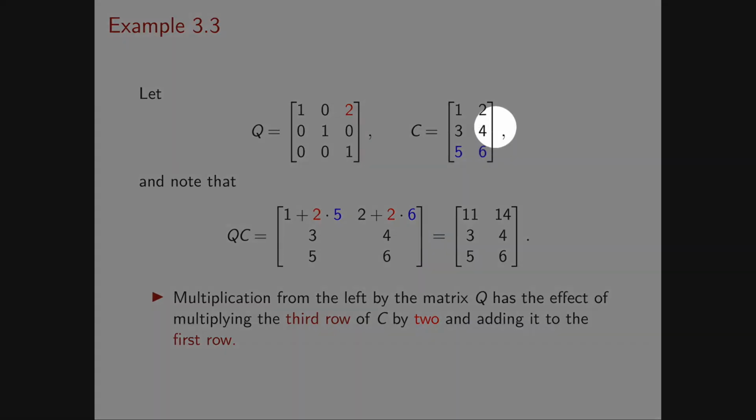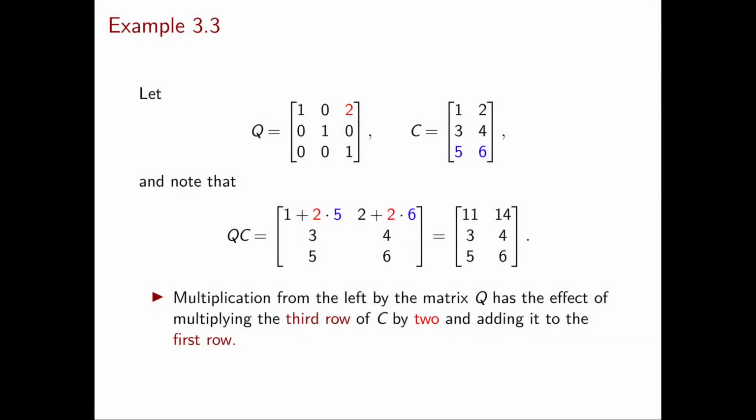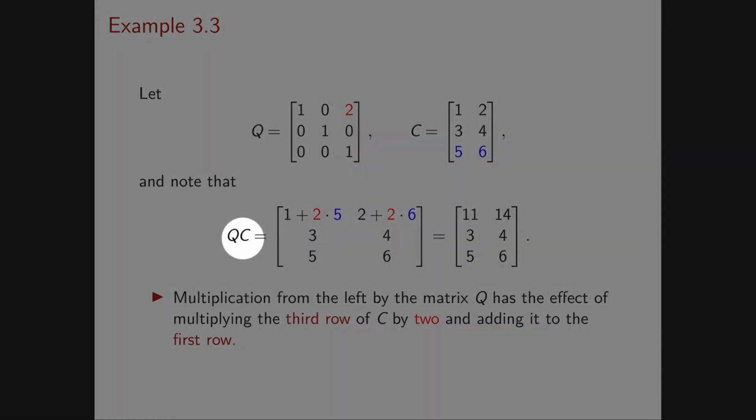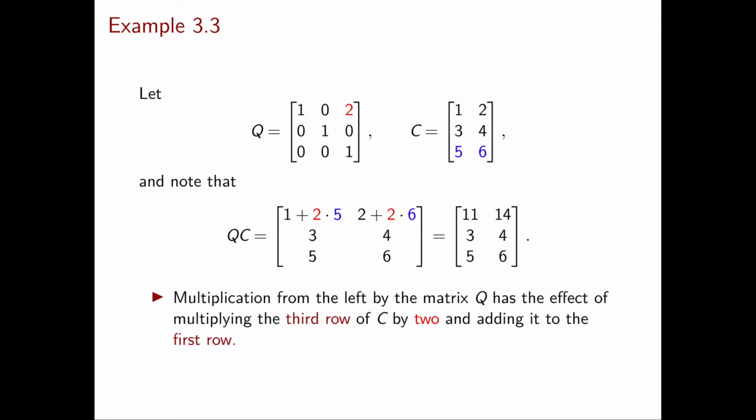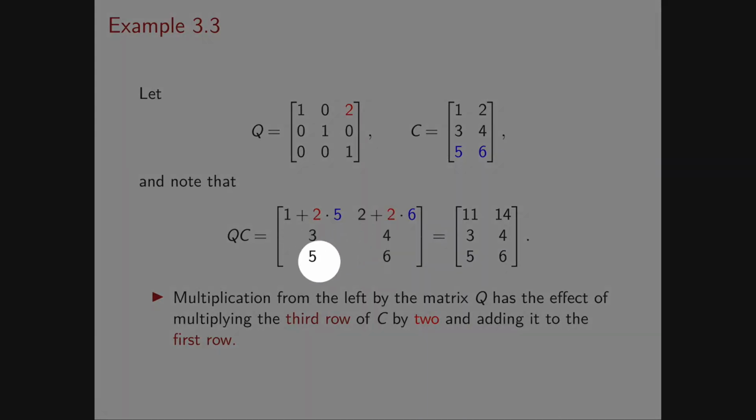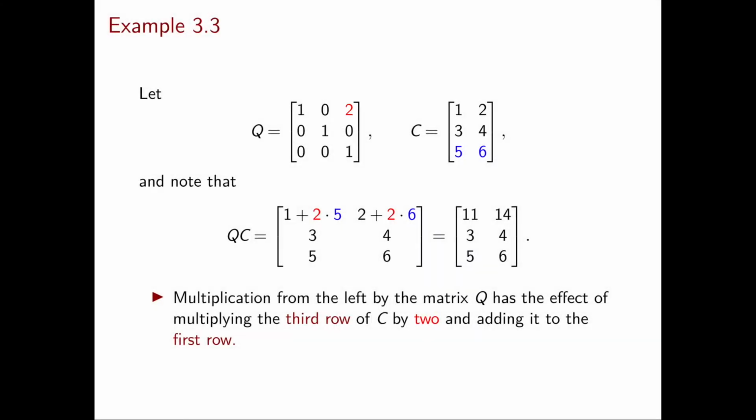Let's say we have a matrix C, this matrix over here, and we multiply it on the left by this matrix Q, which is obtained from the identity by replacing this element with a 2. Let's just compute the product QC and see what we obtain. Now the second and third rows of QC are exactly the same rows of C. This is because the second and third row of Q are simply rows of the identity matrix. So if you make this computation, you obtain 3, 4, 5, 6, exactly like here, 3, 4, 5, 6. So things change only in the first row because it's different from the original row of the identity matrix.